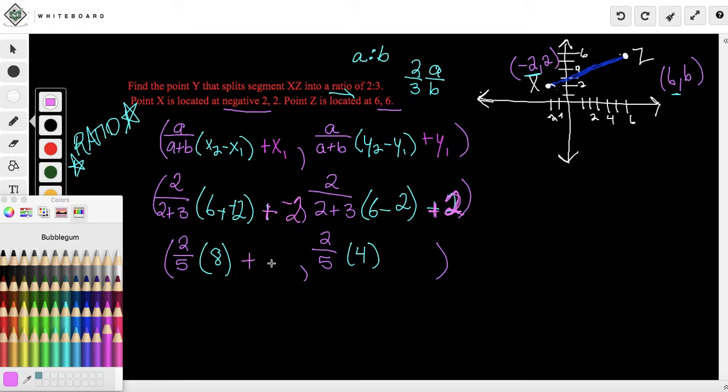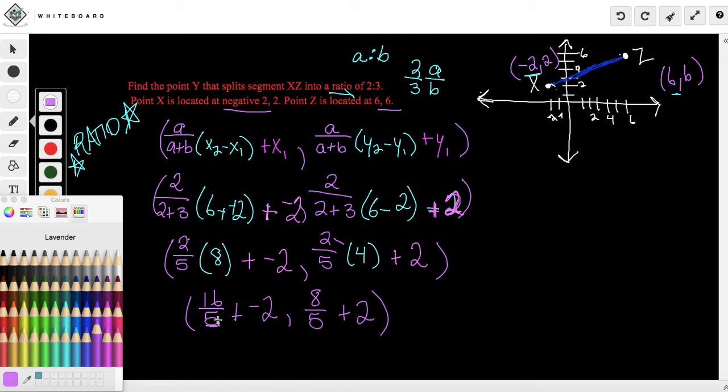And then we're going to add that 2 plus -2. And on this side, we're +2. So let's go ahead and multiply this out. 8 times 2 is 16. So on this side, we're going to have 16/5 plus -2. And on this side, we're going to have 8/5, right? Because we did 4 times 2, plus 2. All right, if we want to change these 2 into fifths so that we can easily do it, we can come over here and do that.